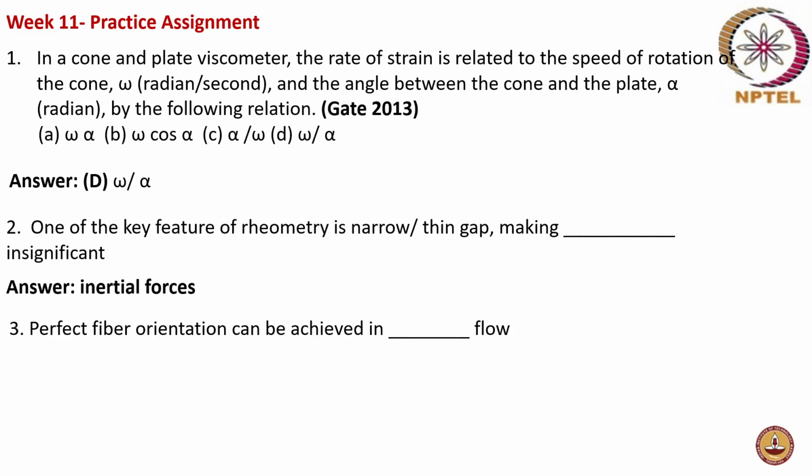Perfect fiber orientation can be achieved in which flow? Let me give you a clue: whether it is a shear flow or an extensional flow, which will help in alignment of perfect fiber. Maybe extensional flow, you're saying. Yes. Why do you say so?